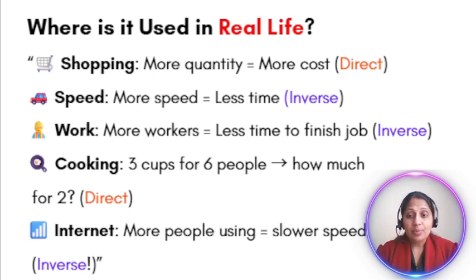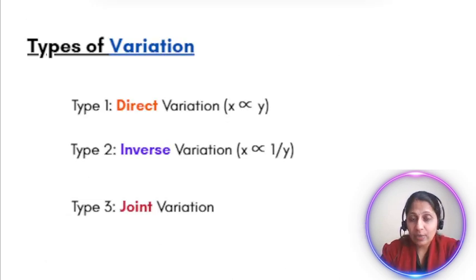There are 3 types of variation. The very first one is the direct variation, where if one increases, the other also increases. If one decreases, the other also decreases. Inverse variation is the second type, which means if one increases, the other decreases, and vice versa. The third type is the joint variation, where it involves more than 2 quantities. So let's discuss this one by one.